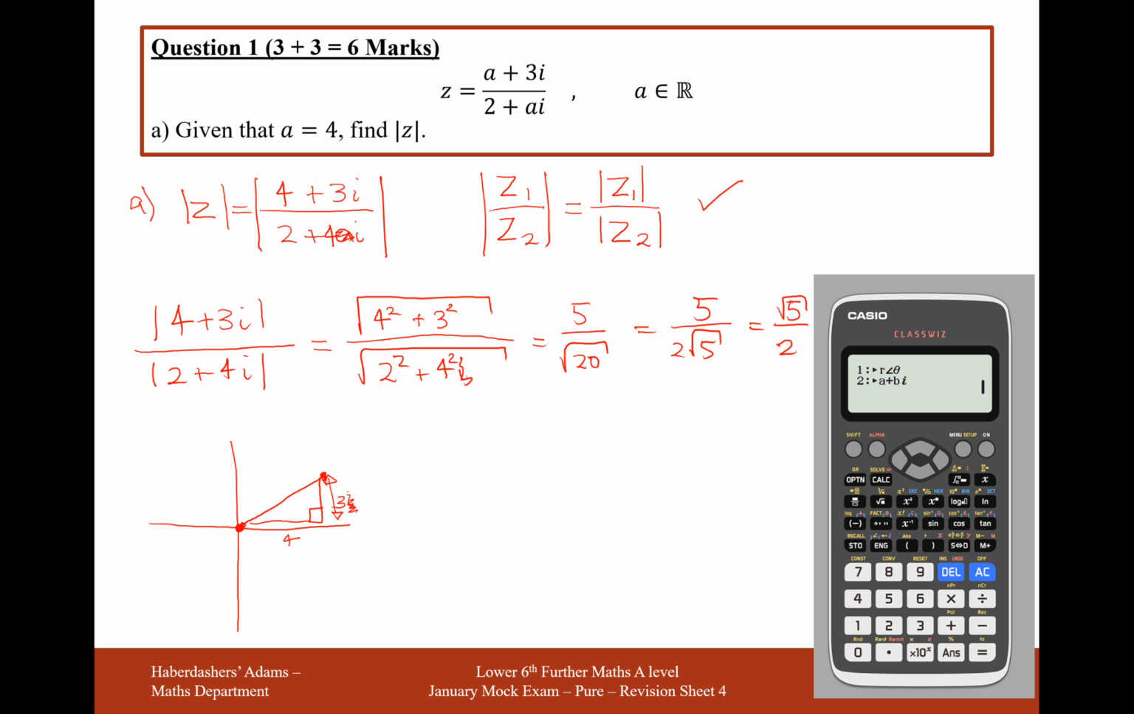And then once you've typed in that complex number, hit the options button, scroll down once, hit option number 1, and that will convert your complex number into modulus argument form. You see the r and the theta there, that's the radius and the argument effectively. So hit enter on that and you get exactly what you want. r is your root 5 over 2 and your argument is this minus 0.46 etc. Okay, so that's how you can check your answer on the calculator.